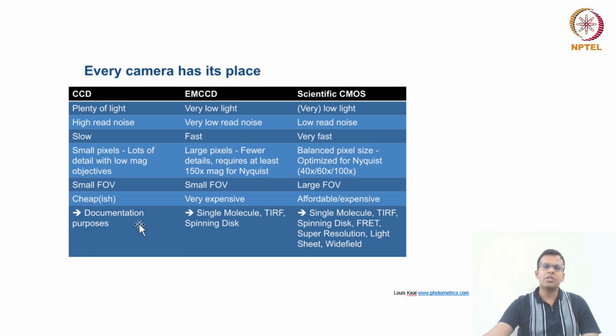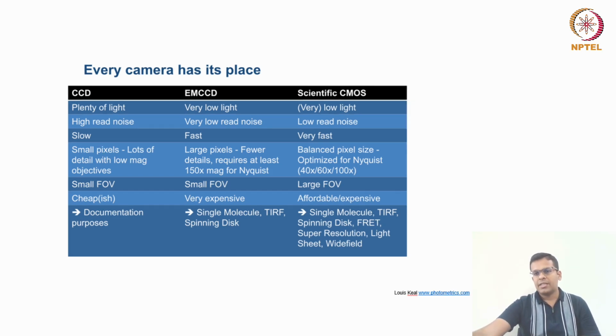For documentation purposes, if you just want to show that this cell expresses GFP and some red and blue fluorescence, a CCD camera is good enough. But if your application needs highly sensitive or weak fluorescence detection, like single molecule imaging, TIRF, or spinning disk imaging, you need an EM-CCD camera. And for applications where speed also matters, you should go for scientific CMOS: high speed FRET, high speed TIRF, super resolution, and light sheet and wide field imaging. Based on your applications, you should select the camera.